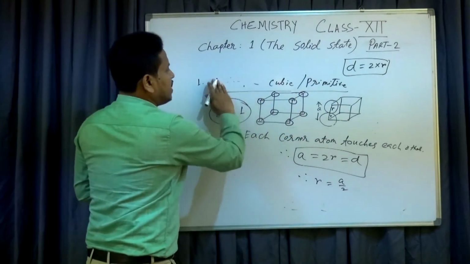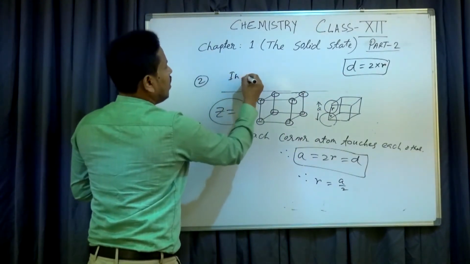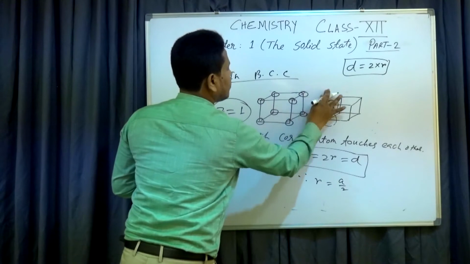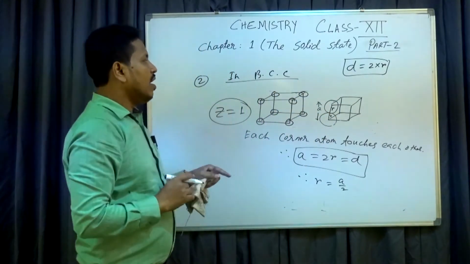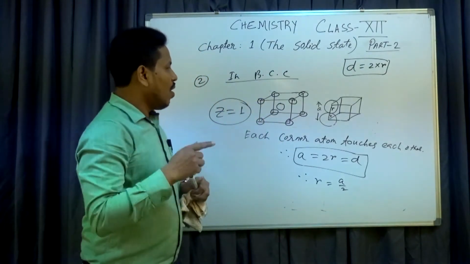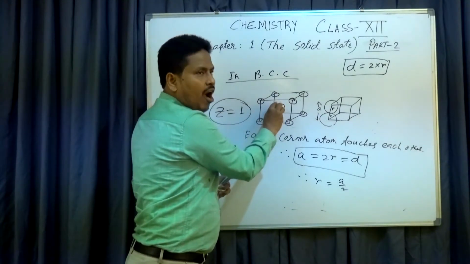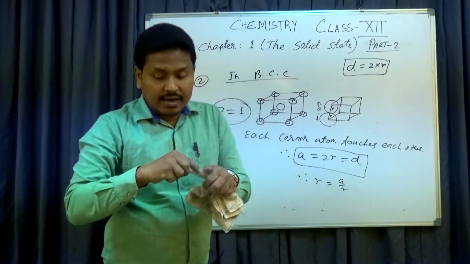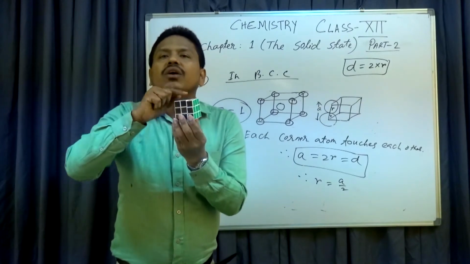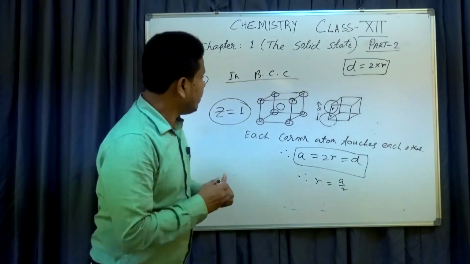Okay? Now second case, write down, in body centered cubic, BCC. Students, already you know in BCC atoms are at the corners of the cube as well as the body center of the cube. Already in previous I have discussed, due to the presence of the body center atom, the corner atoms do not touch each other. So how to show it? Okay? Look at this.